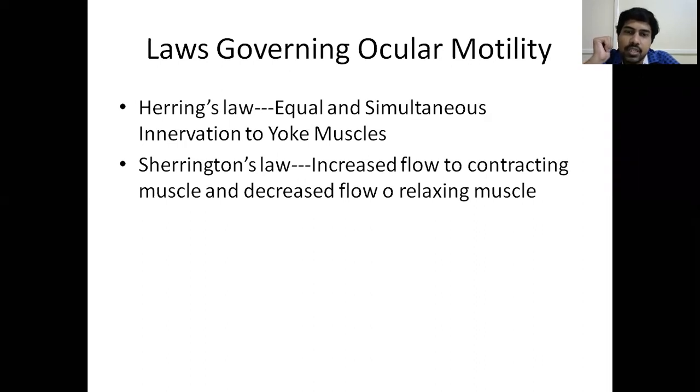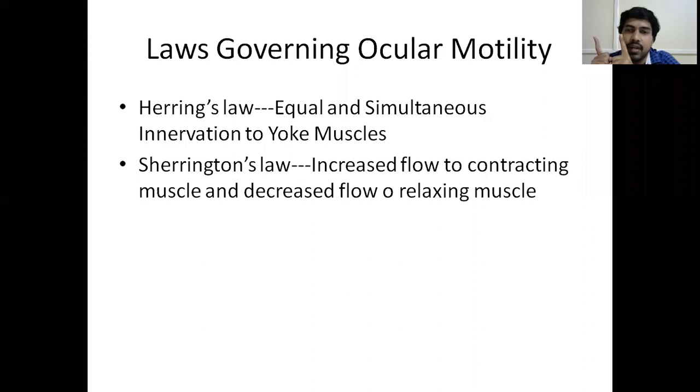So Sherrington's law states that when there is impulse or innervation going to the agonist, for example, the right lateral rectus, it is getting an impulse, then the impulse towards the right medial rectus should be stopped. Only then the movement of the eyeball will take place. If both these muscles, the right lateral rectus and right medial rectus, are contracting at the same time, the eye doesn't move, it remains fixed.